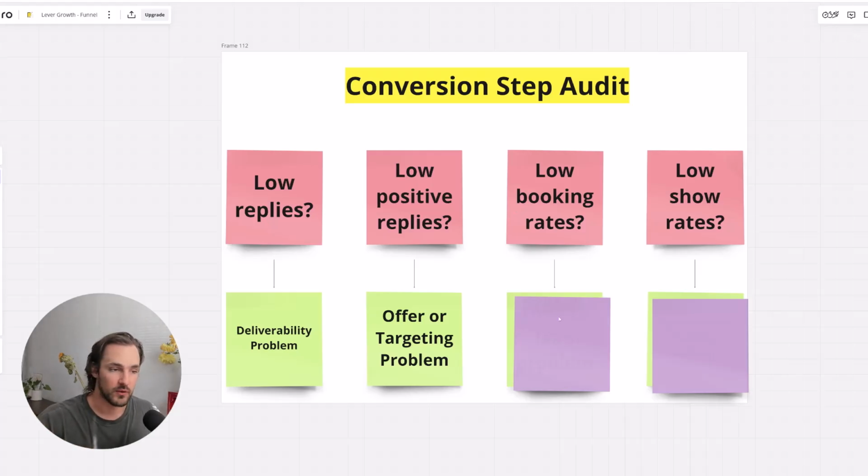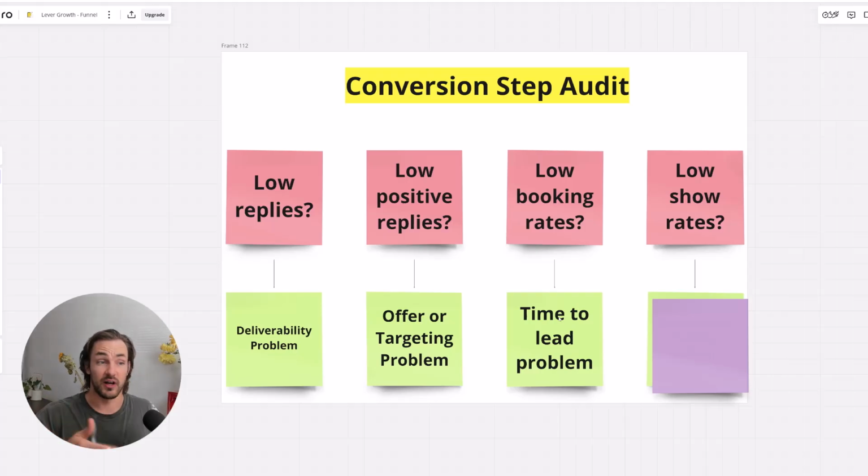So assuming you have positive replies, people are actually engaging with your lead magnets, but people are not booking in. What does that mean? You likely have a time to lead problem. Let me explain this one with a story. I've been running cold email since 2022 at this point and was having my inbox manager just manually respond to leads as they come through.